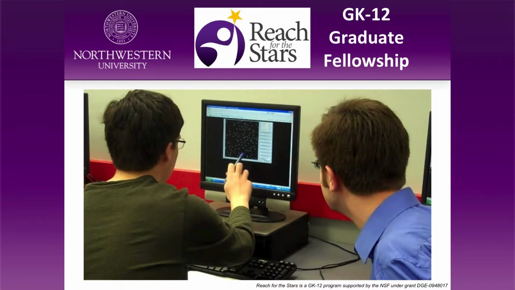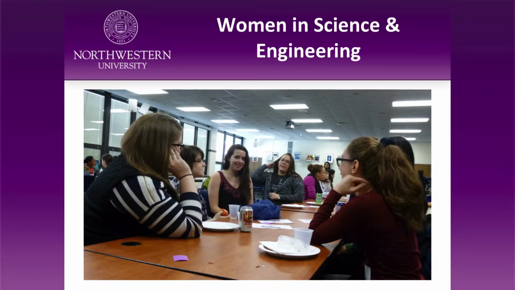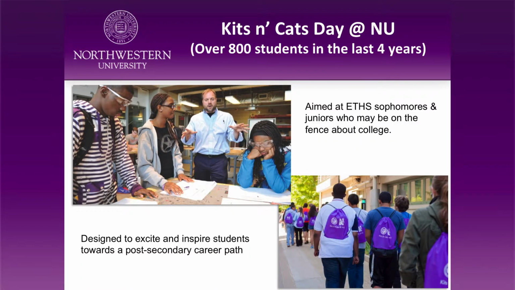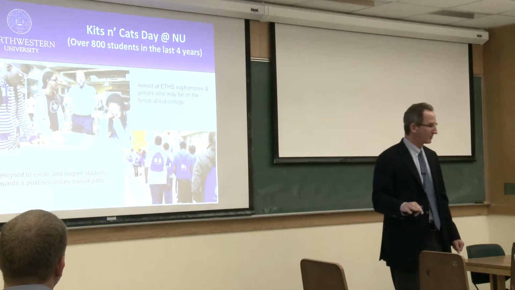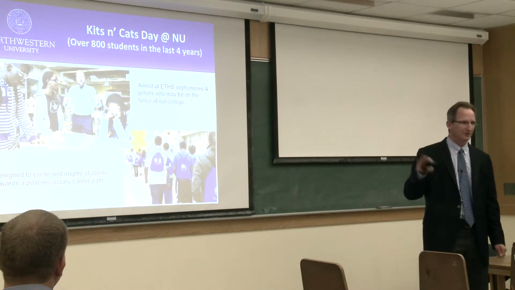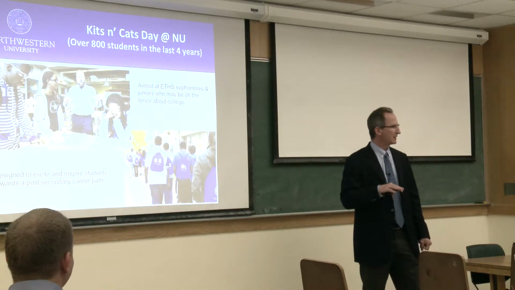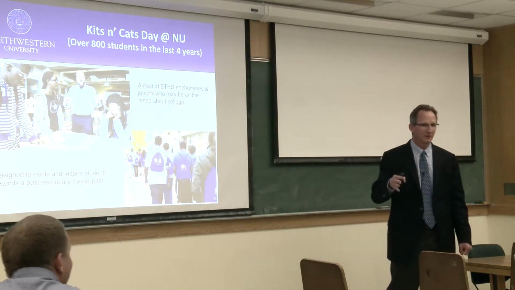So we had a GK-12, we put a bunch of our grad students in that high school. The women in science engineering undergrads would go over there and do a lot of mentoring with the girls in the high school. Twice a year, we do what we call Kits and Cats. Kits is, the Wild Kits is their mascot, and a Wildcat is our mascot. So Kits and Cats. And we bring the sophomores and juniors who are not that convinced that they want to even go to college. So these are not the A+ students, but we work with their college counseling office to find those kids that are waffling.